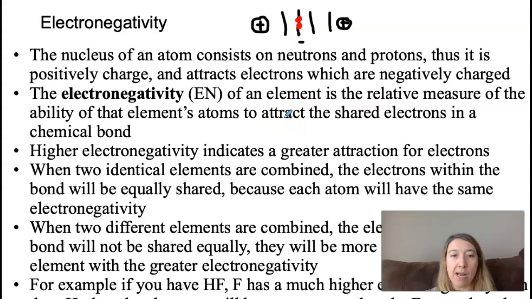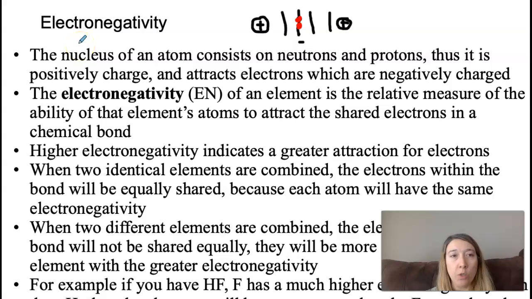So why this is going to matter with respect to bond type is you can think of it as all of our atoms are basically in a tug of war for electrons. If they're pulling with the same amount of force or the attraction is the same, they're going to share them evenly. If one of them has more of an attraction, it might be able to take those electrons for itself, okay? So what we find is that a higher electronegativity indicates a greater attraction for electrons. So the bigger the number is, the more that attraction is.